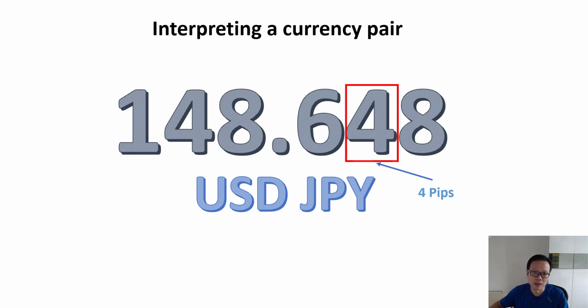But not all FX pairs are quoted up to the 4th decimal place or more. There are exceptions, and one of them is your dollar yen. For dollar yen, the pip represents a point in the 2nd decimal. So this 4 here represents 4 pips, and this 8 here represents 0.8 pips, and this 6 here represents 60 pips, and so on and so forth.